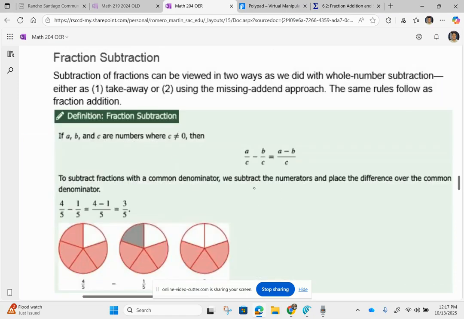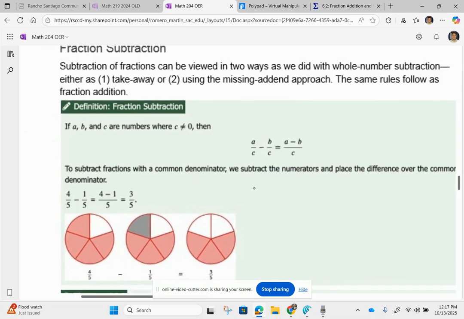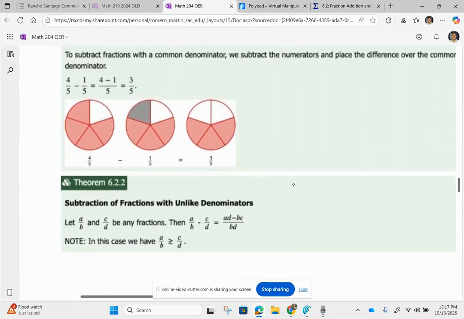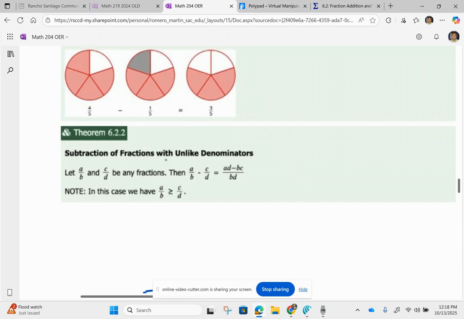Subtraction follows the same ideas as addition about finding common denominators, the cross multiplication approach. You could see this is a common denominator, so that's easy to do, right? We're subtracting, taking away, or finding the difference between. We can also use the missing addend approach. When it's unlike denominators, we use that cross multiplication approach. So instead of a plus, it's a subtract. We subtract that product and you still multiply the bottom.